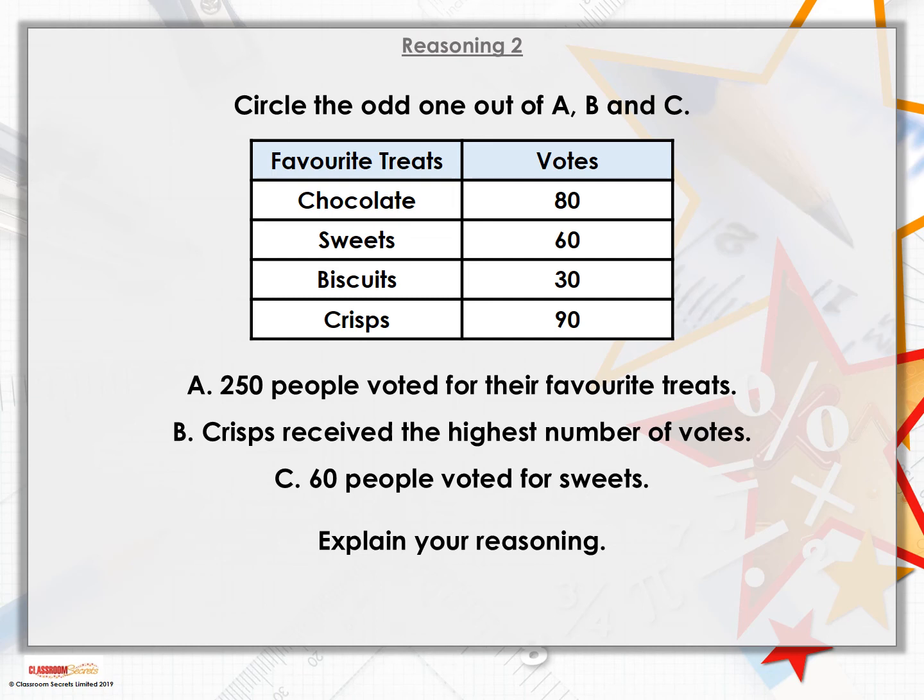For this one, I'll give you a little tip. You need to add 80, 60, 30 and 90 all together and see whether it totals to 250. Next one, crisps received the highest number of votes. We'll have a look: was crisps the highest number, the largest number? And C, 60 people voted for sweets. Have a look at the table. Is that information correct? Pause the video.